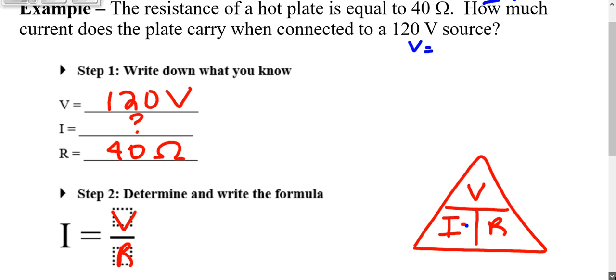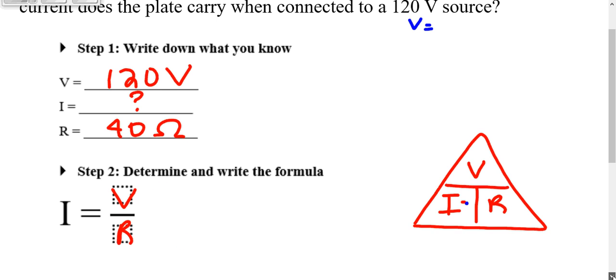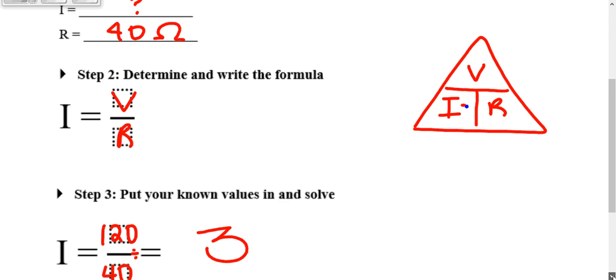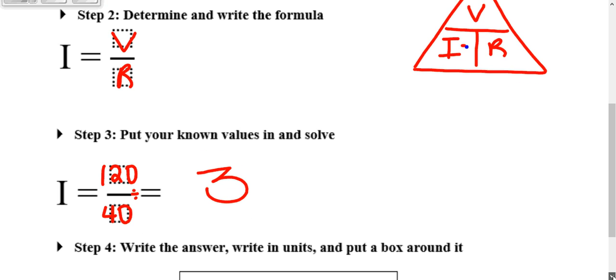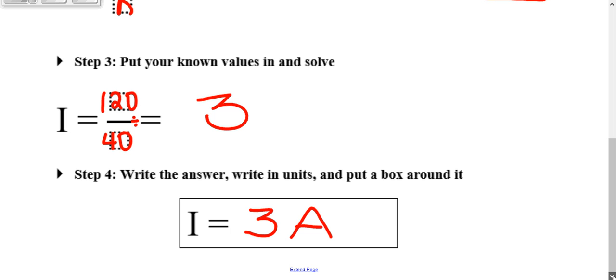So I write my formula. Here's my triangle. Again, I cover up what I'm trying to find. I'm trying to find current. I'm left with V divided by R. So I fill in my formula there. I write in my known values. I know that V is 120, R is 40. Type that in my calculator. I get 3. So current is equal to 3 what? 3 amps or amperes.